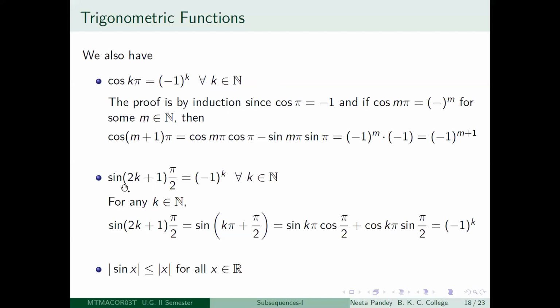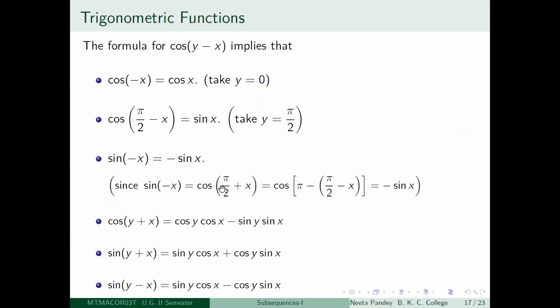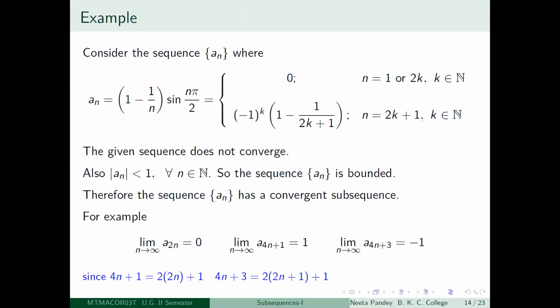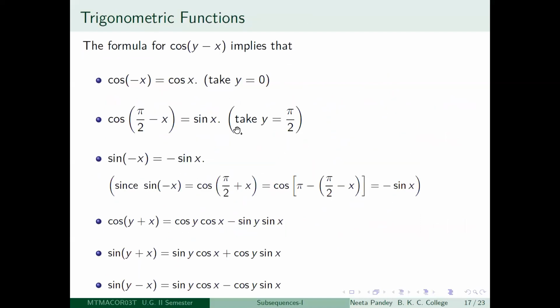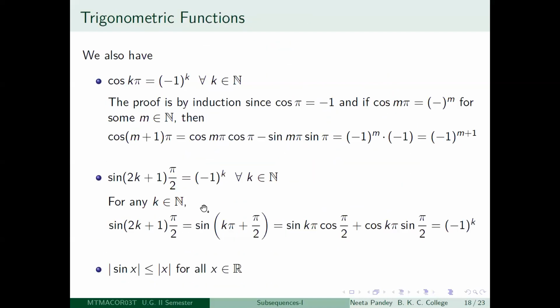Okay. And what is sine (2k plus 1) pi by 2? That is also equal to minus 1 to the power k for every positive integer k, right? So that I needed here, remember? So I'm going to just prove that. So let us see, how are you going to do it? Look at sine (2k plus 1) pi by 2. What does this mean? This 2 cancels out, right? So it becomes sine (k pi plus pi by 2).